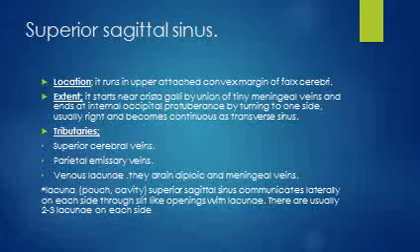Its main important tributaries are superior cerebral veins, parietal emissary veins, and venous lacunae. They drain diploic and meningeal veins. Venous lacuna means pouch or cavity. Superior sagittal sinus communicates laterally on each side through slit-like openings with these lacunae, and there are usually 2 to 3 lacunae present on each side.